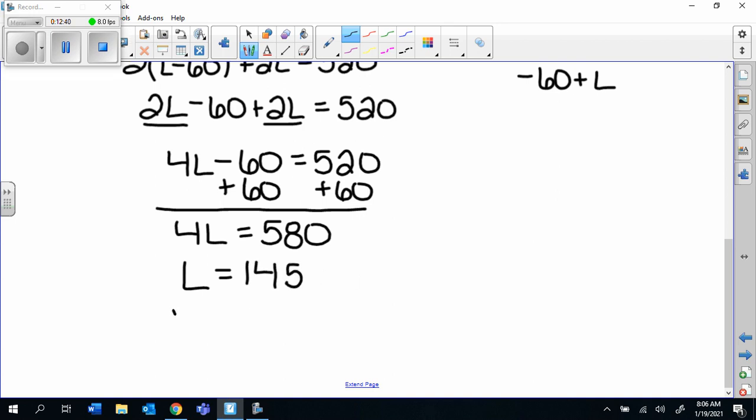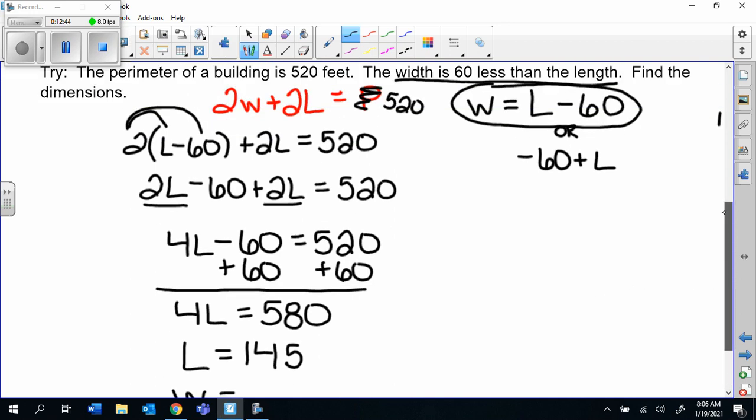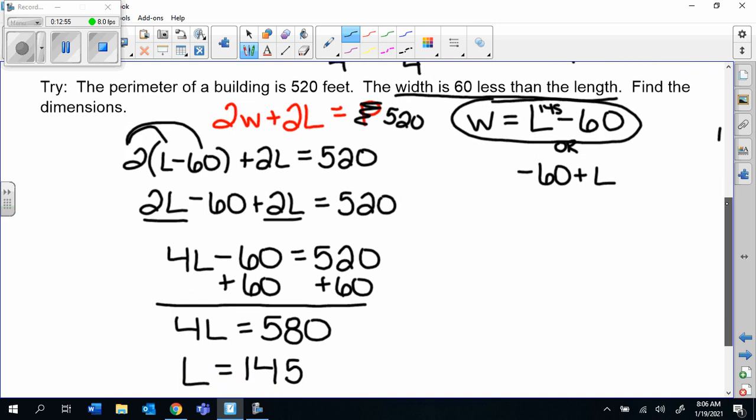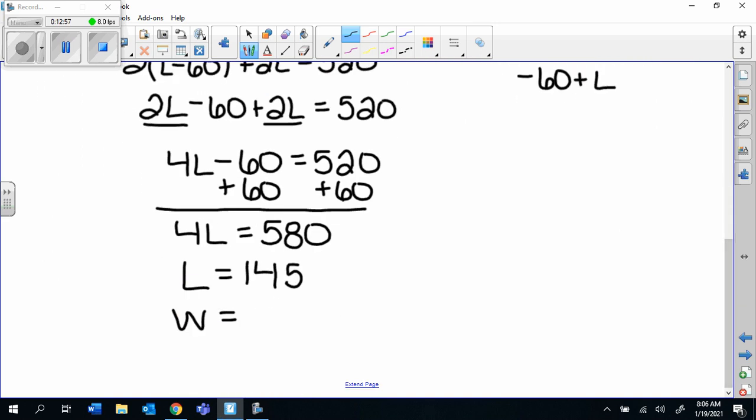And I still need to find that width. But again, up here, let's go back to what I've circled. If I plug in 145 for the length right here, 145 subtract 60 is 85. And these are in feet.